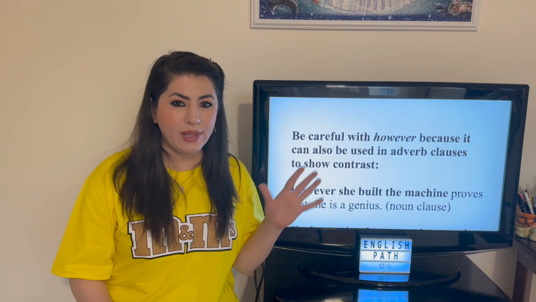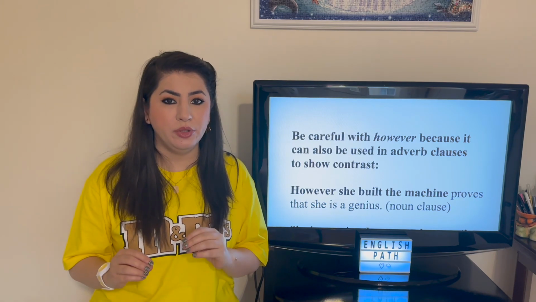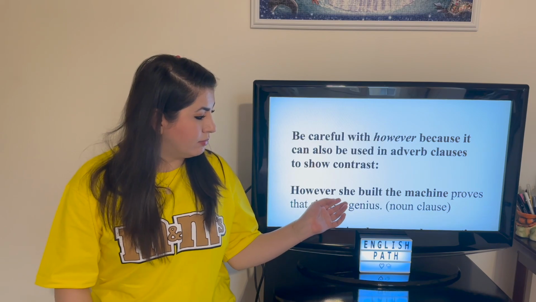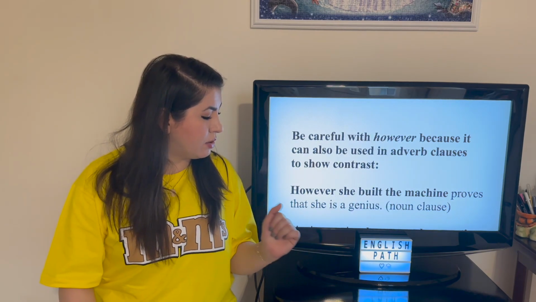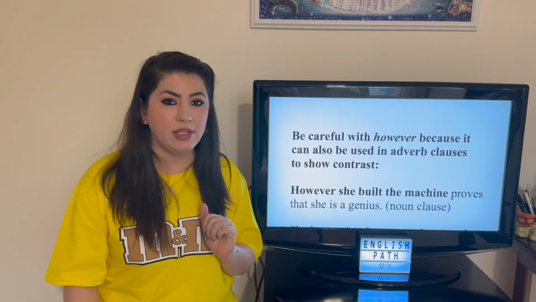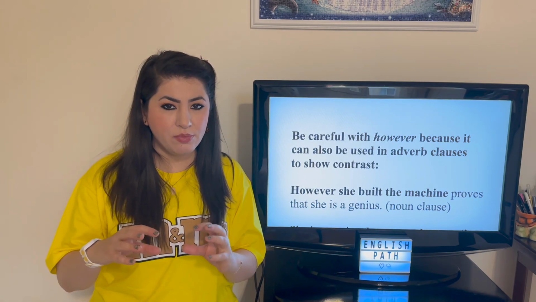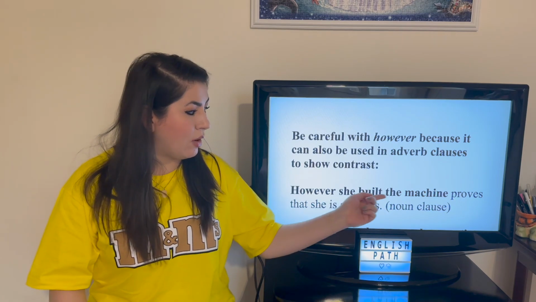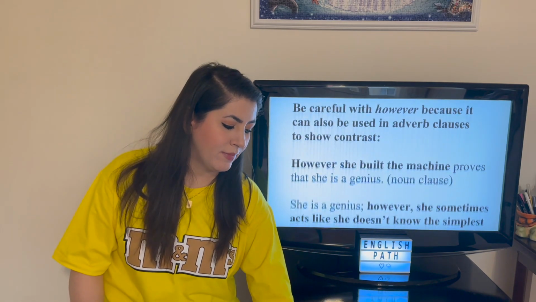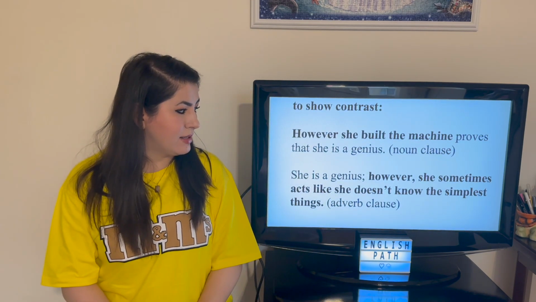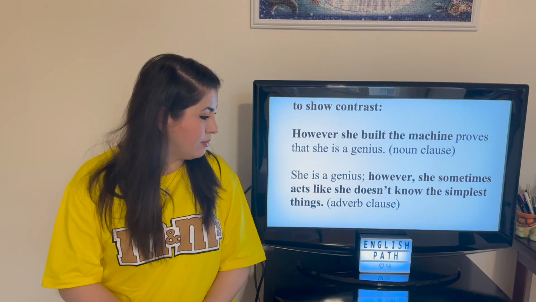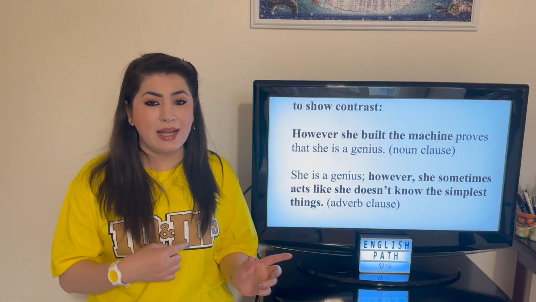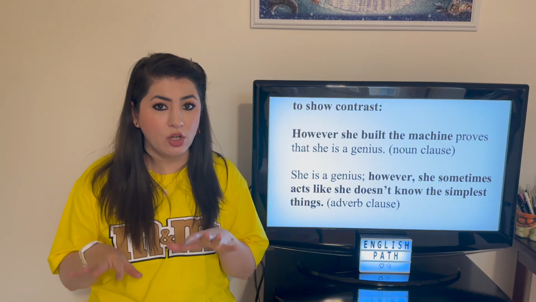Anyways, be careful with however, because it can also be used in adverb clauses to show contrast. Here, however she built the machine proves that she is a genius. So something proves that she is a genius, right? This is a noun clause. But she is a genius. However, she sometimes acts like she doesn't know the simplest things. This one's an adverb clause because it's showing contrast.